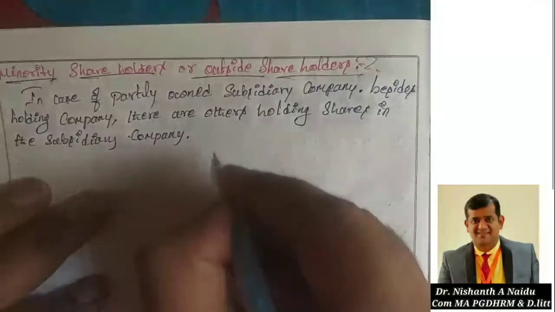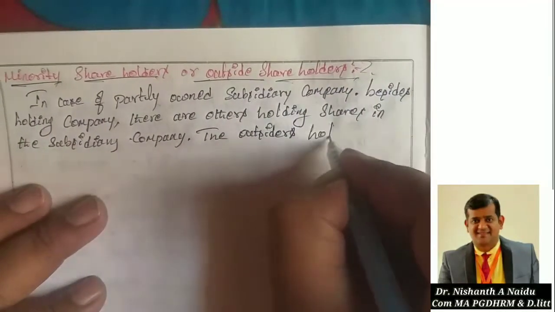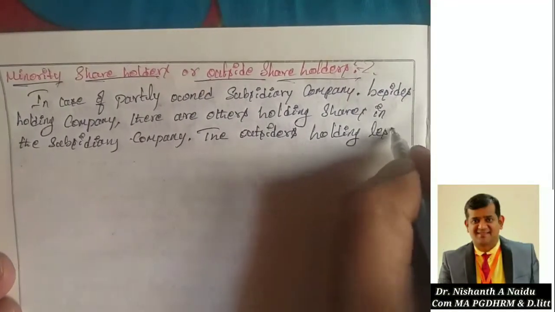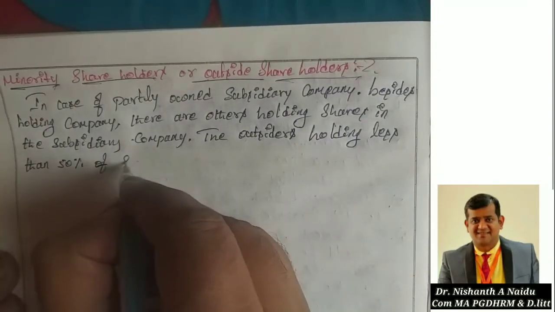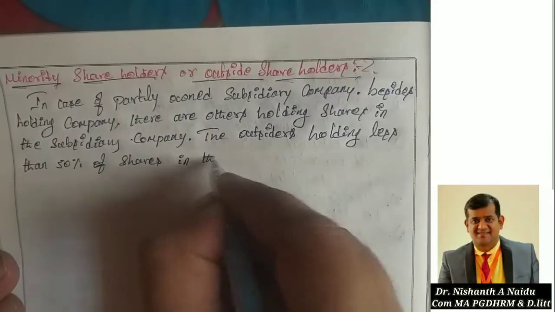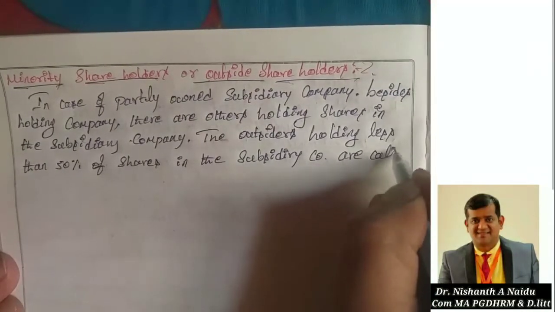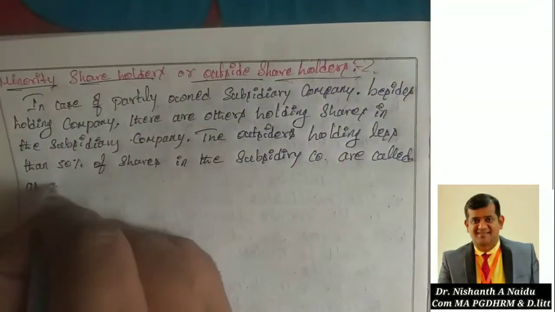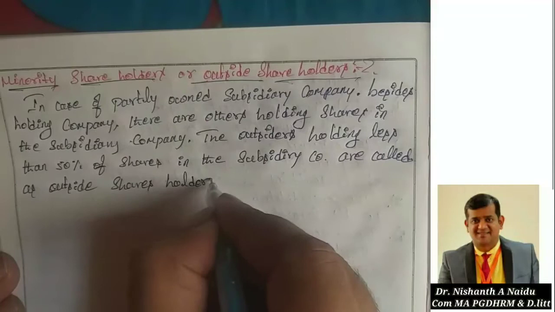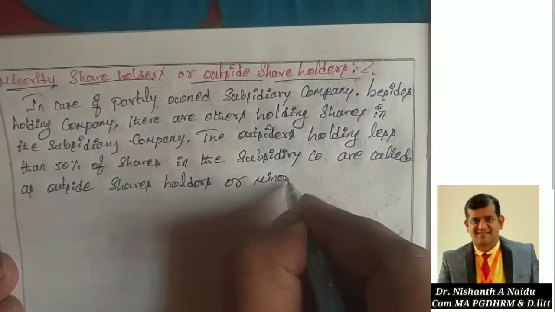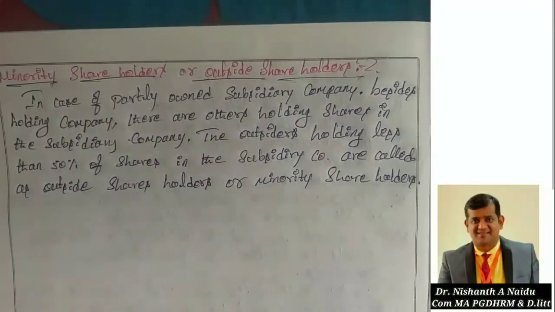Okay, so in a subsidiary company, the outsiders holding less than 50% of shares in the subsidiary company are called outside shareholders or minority shareholders. Okay, understood? Yes.